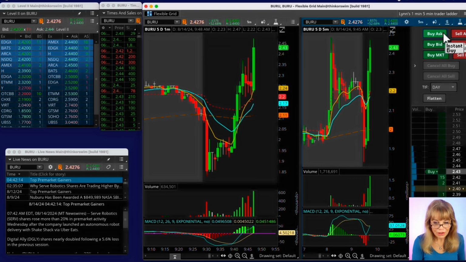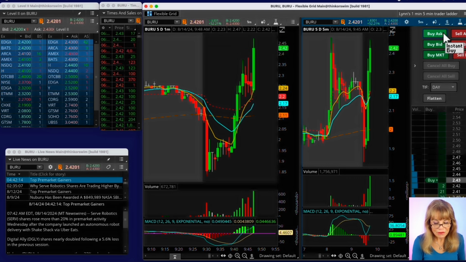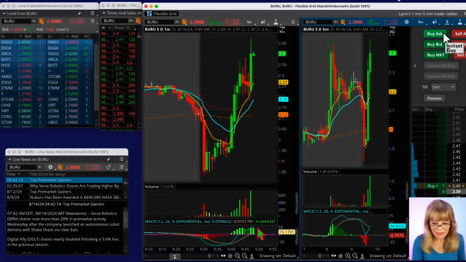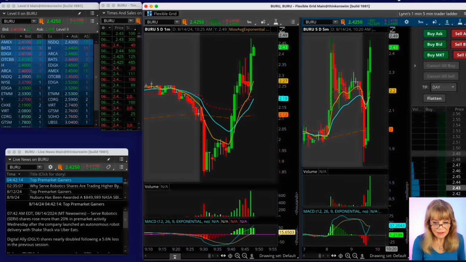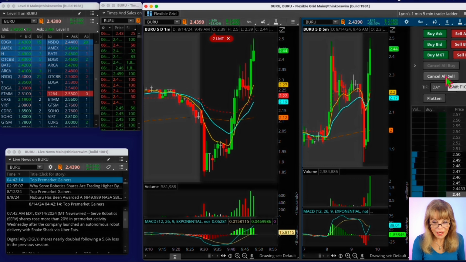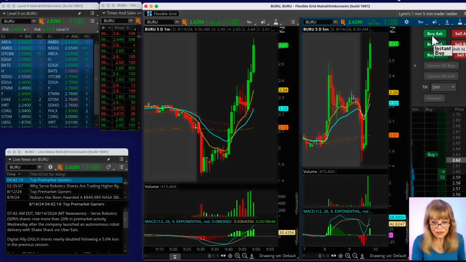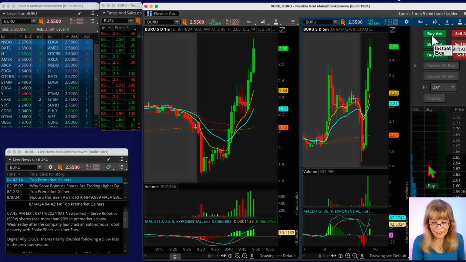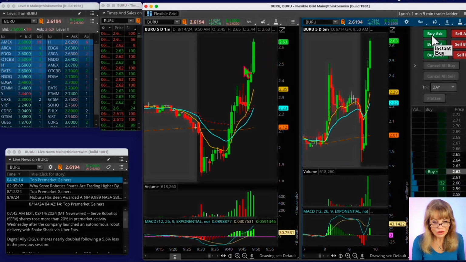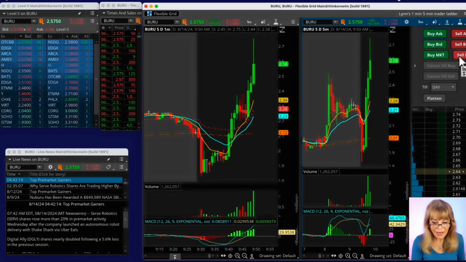I just bought some more, hoping that it will move up some more at this point. The MACD is still open, and I'll just move this along. I've set a sell point to the right on the ladder, and it hit that, so now I'm out of that stock, and it's still moving up.